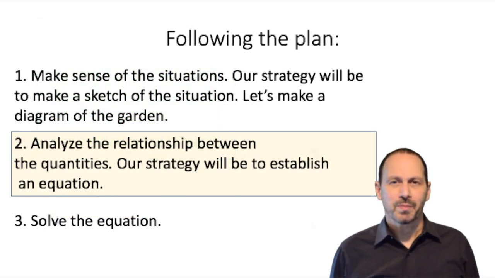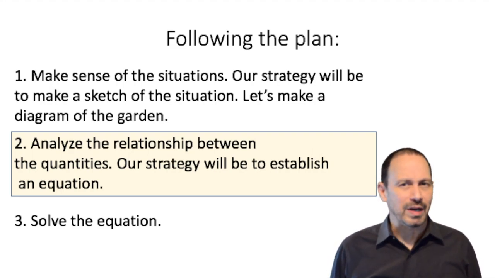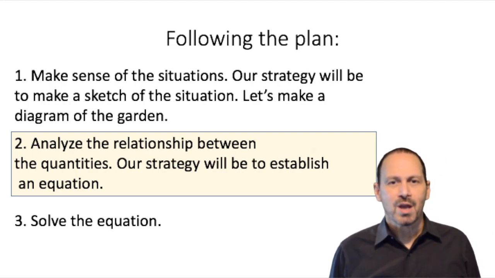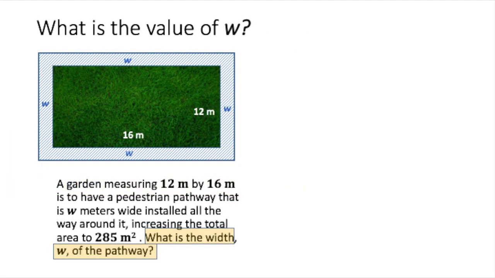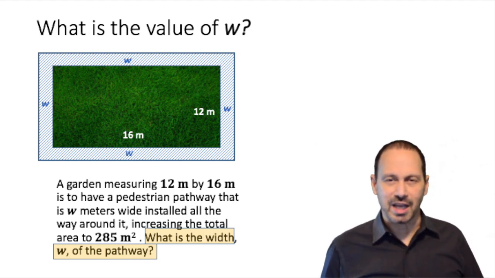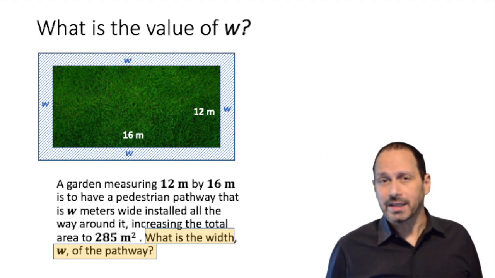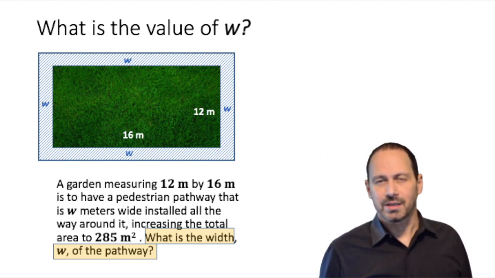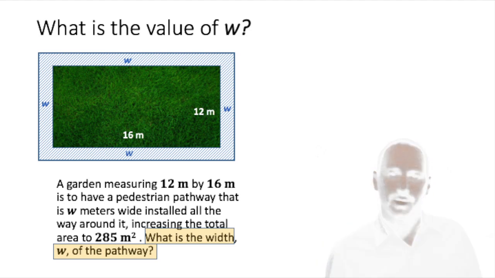Going back to our plan, now we are ready for our second step, understanding the relationship between the quantities. Our strategy is going to be to establish an equation. Let's see how we can do that. It is a good idea to go back to the statement of our word problem and remember what we are being asked to do. We're being asked to find the width of the pathway. Let's bear that in mind in order to understand the relationship between the quantities.